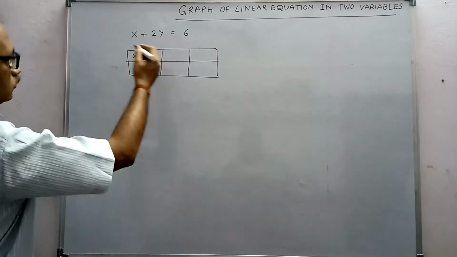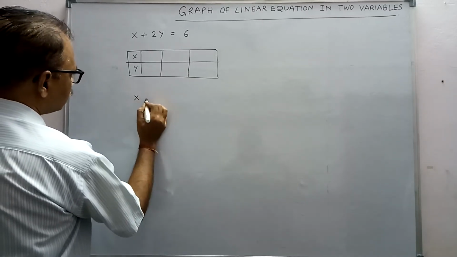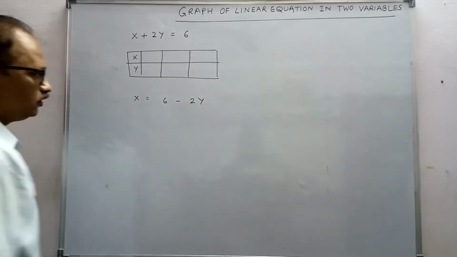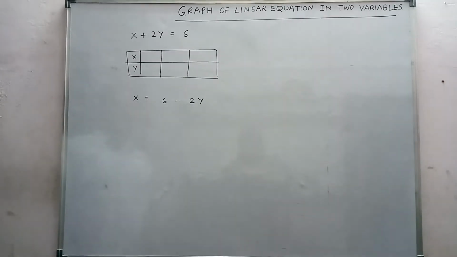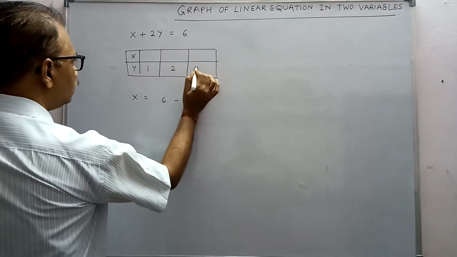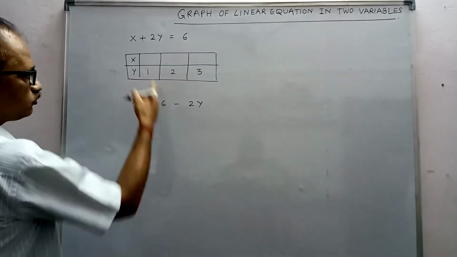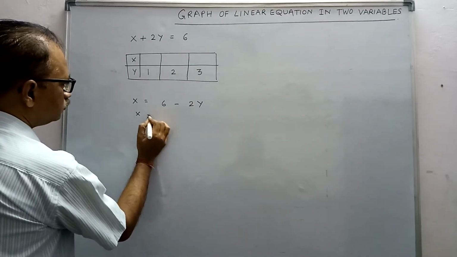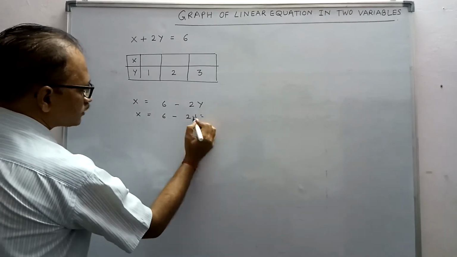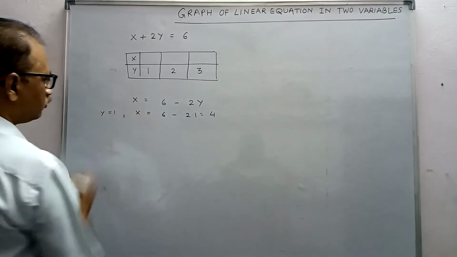Now x plus 2y is equal to 6, so you can simply write x is equal to 6 minus 2y. So we are getting the value of x in terms of y. Now if you substitute different values for y, say 1, 2 and 3, then x is equal to, you put y is equal to 1 here, so x is equal to 6 minus 2 into 1. That gives you 6 minus 2 is 4. So if you take y is equal to 1, you get x is equal to 4.